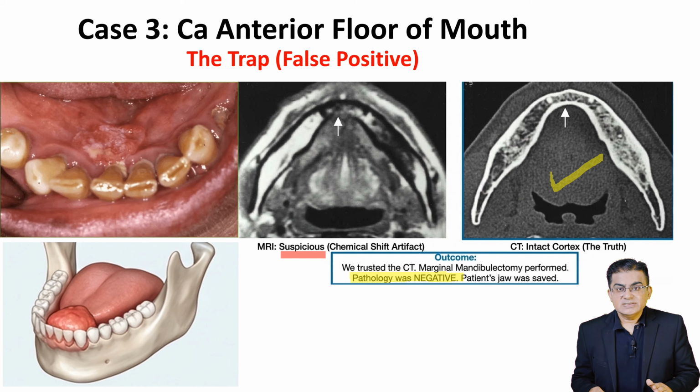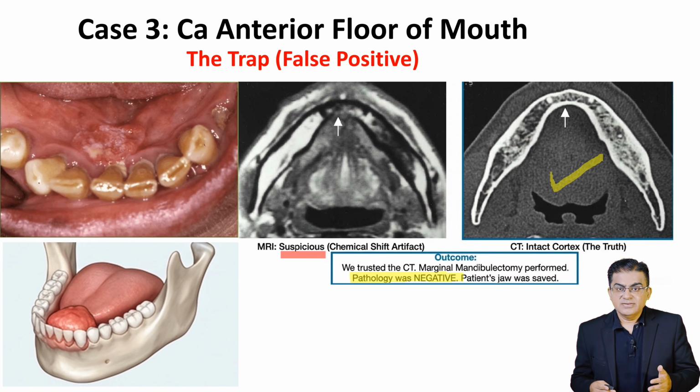The MRI was lying to us. Why? Because as we discussed, the MRI often hallucinates. In this specific case, that blurring you saw on the MRI was not cancer at all. It was a false positive effect caused by a chemical shift artifact and local dental inflammation.